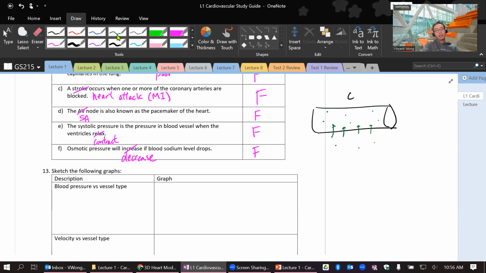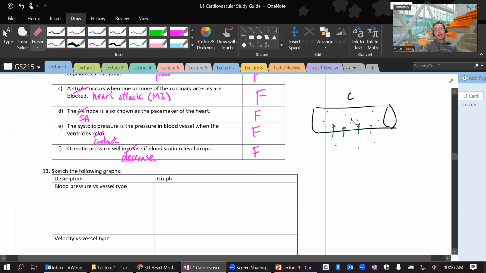Because if you increase the sodium level, you will have more dots over here, and you will end up drawing more fluid into your blood, and that could increase your blood pressure even further. Okay, so that's that.